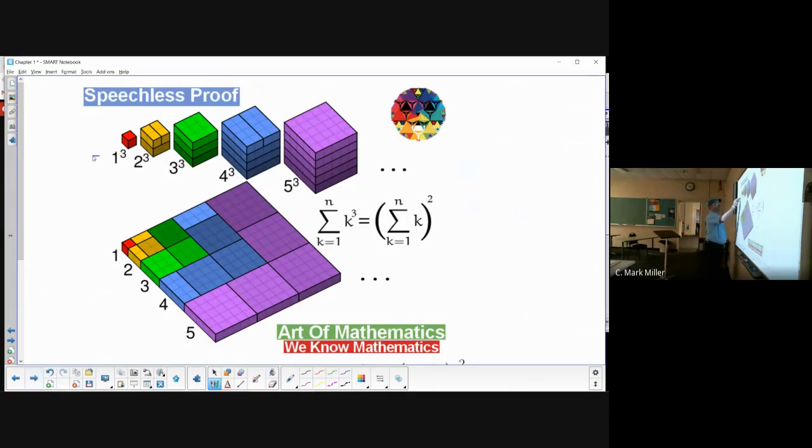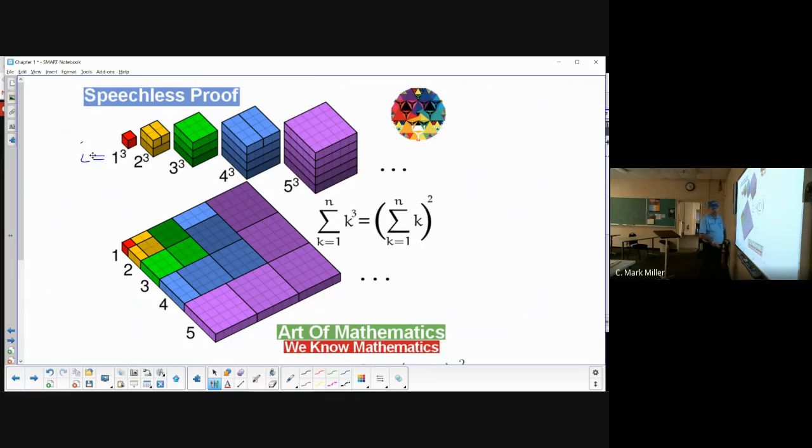These are our i's right here. i equals 1, 2, 3, 4, 5. And so i cubed is 1 cubed. If you have little cubies, a 2 by 2 by 2 cube would be 8, right? A 3 by 3 by 3, 27. 4 by 4 by 4, 64, and so on.